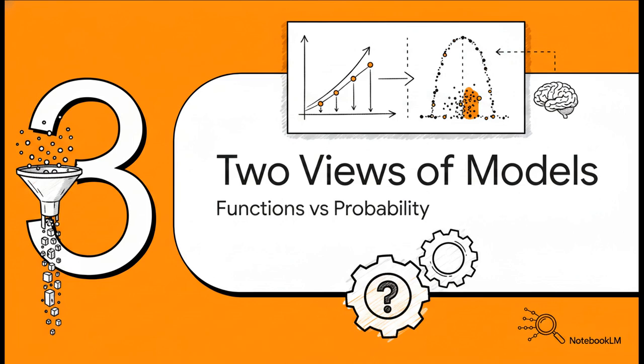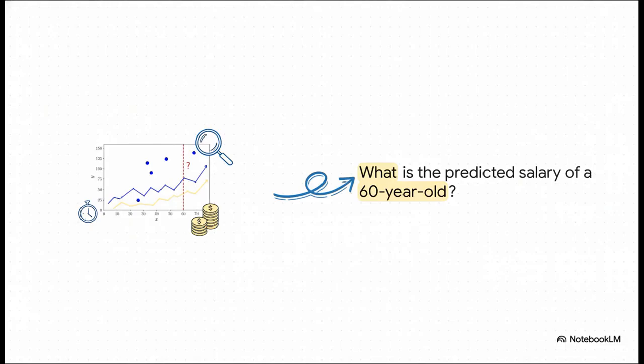Section 3. Two views of models, functions versus probability. Let's anchor all this abstract math by looking at this chart. Those blue dots, they represent our data. Let's say it's people's ages on the x-axis and their annual salary on the y-axis. Now, our goal here is to predict the salary of a 60-year-old. That's our unknown, unseen data point, marked right there in red. How do we draw a mathematical conclusion to fill in that blank?